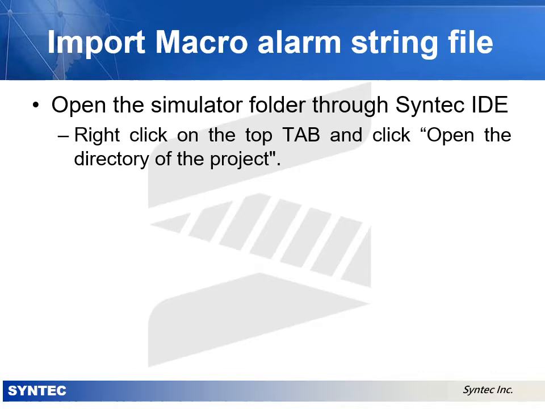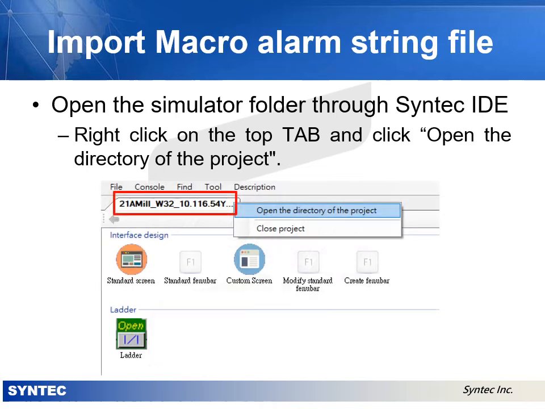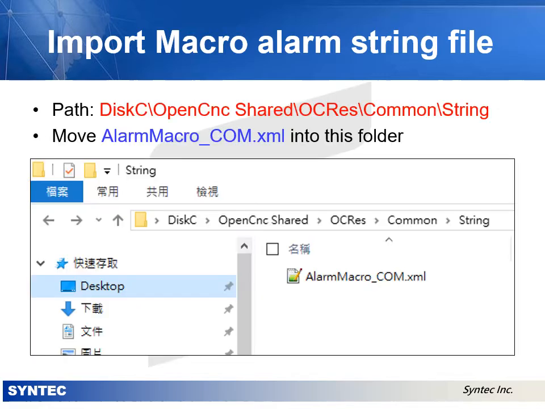All these testing items were done in the simulator through Syntec IDE. But due to the limitations of the software itself, the macro alarm string file created in the Part 3 video had to be put into the simulator in another way. Please right-click on the top tab and click Open the directory of the project. This can open the simulator folder for this project.